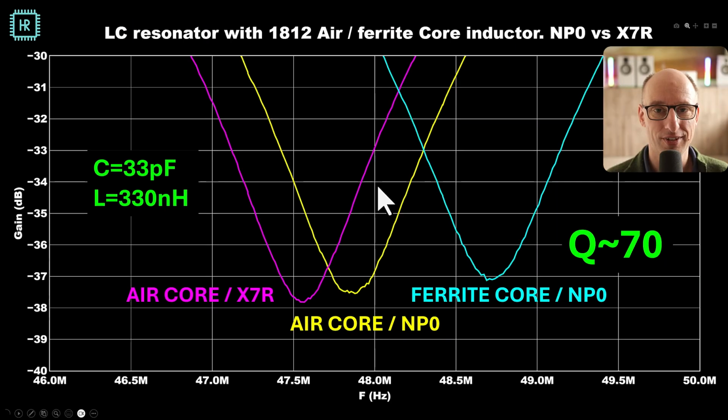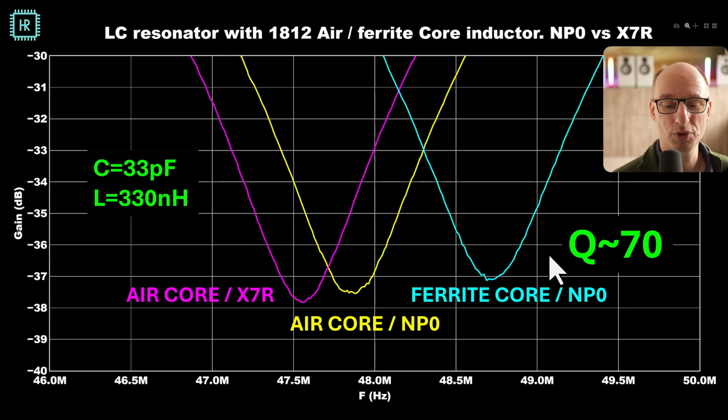Let's continue. So let's have a look at the measurement results. I have 3 different situations. I used the air core inductor in combination with X7R capacitors, which should be worse than NP0 or C0G capacitors. I used the air core in combination with NP0 capacitors, and I used the ferrite core with NP0 capacitors, and all ended up around 70, which is a little bit strange because the ferrite core was supposed to be worse, but we'll get to that in a moment.